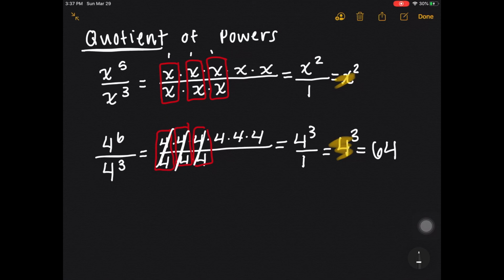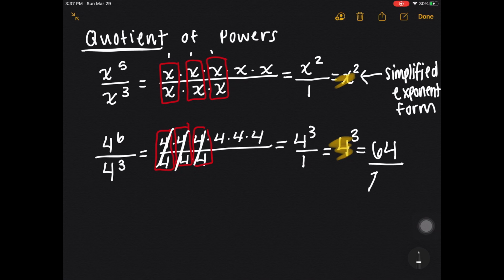So in this case, we have a fully simplified answer, as opposed to up here when we had an x squared. We were left with what's called simplified exponent form. So we were left with simplified exponent form up here, and down here on the bottom we were able to fully simplify, which means we're left with just one answer.